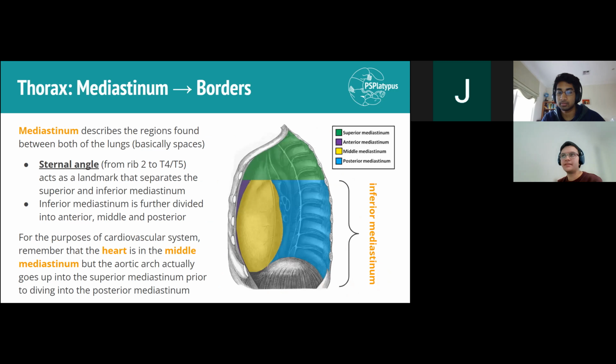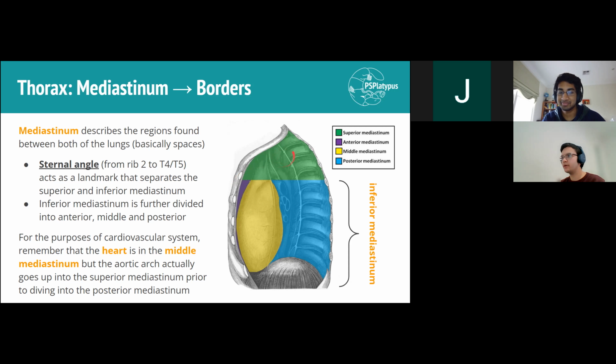Now onto the spaces. So the mediastinum is the most important one to understand, especially for heart anatomy, because the heart is located in a specific region. And if you can specify it, rather than just saying it's in the thorax, that makes it more useful clinically as well as for your exams. So the mediastinum is just a space between both of the lungs. So your lungs are on either side of the body laterally. Between them is going to be the mediastinum, but that's not very specific. So I can divide it up into more specific regions.